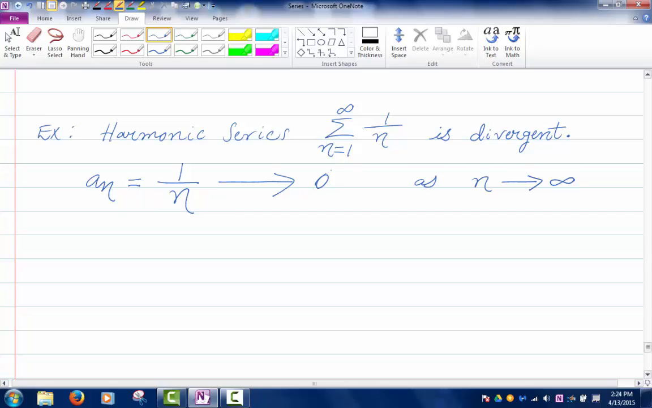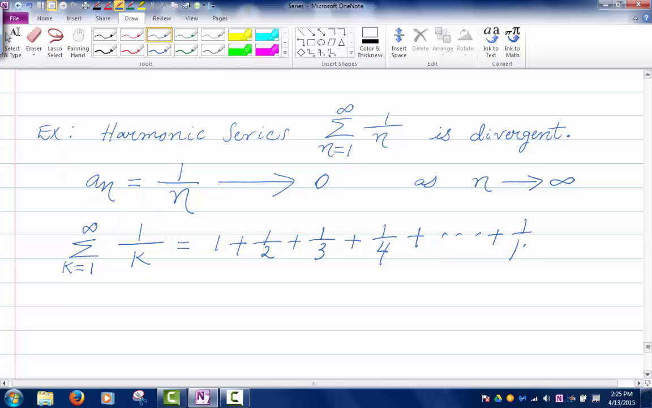So this is one more warning for you. The limit of the nth term being 0 doesn't imply that the series is convergent. Okay? It might be divergent. This is one example where the terms are approaching 0. Let me write the summation as k going from 1 to infinity of 1 over k. That's the same thing, I'm just using k. This is 1 plus 1/2 plus 1/3 plus 1/4 plus dot dot dot plus 1 over k plus dot dot dot. Notice that the terms are approaching 0, but the sum of the series is undefined. In fact, the more terms you add, the bigger the sum gets.